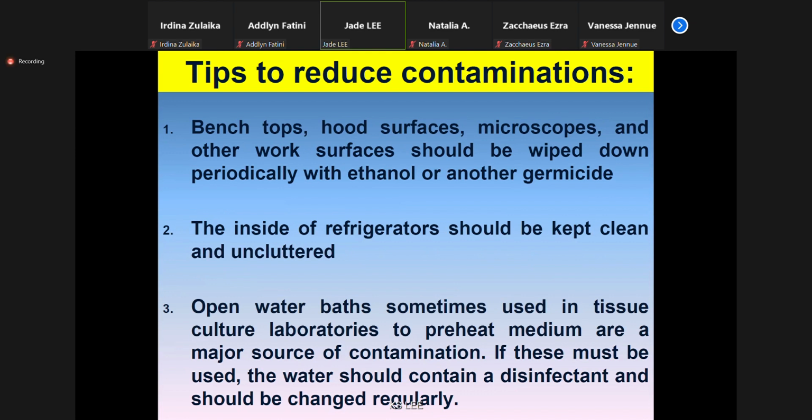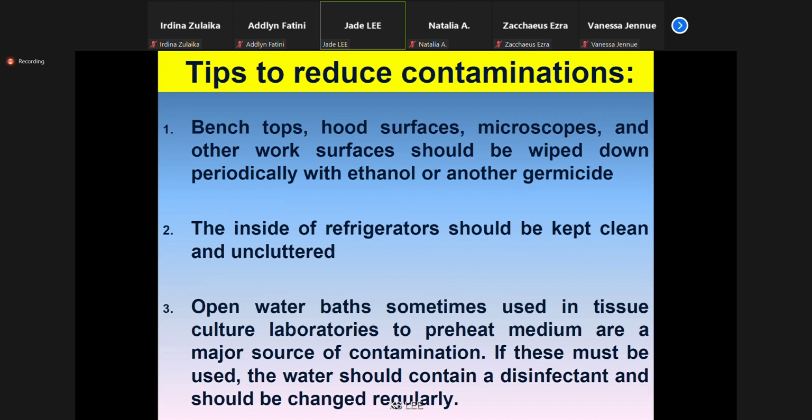Okay, so the tips to reduce contaminations: the benchtop, the hood surfaces, the microscopes, and other work surfaces should be wiped down periodically with 70% ethanol or 75% ethanol, or other germicide. And the inside of the refrigerator should be kept clean and uncluttered.